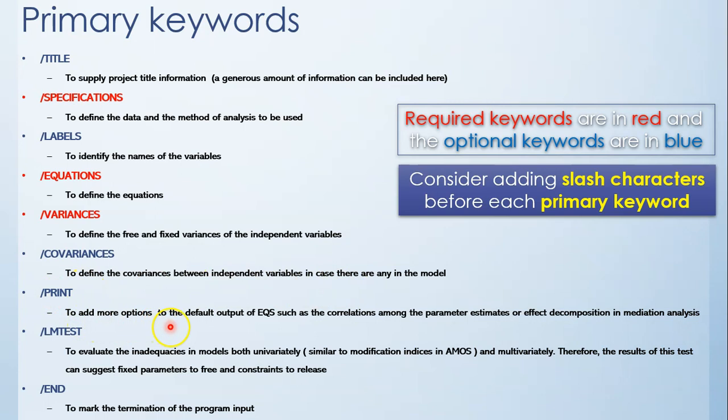Print is used to add more options to the default output of EQS, such as the correlations among the parameter estimates or effect decomposition in mediation analysis. And LM test is used to evaluate the inadequacies in models both univariately and multivariately. Therefore, the results of this test can suggest fixed parameters to free and constants to release. And finally, end is used to mark the termination of the program input.